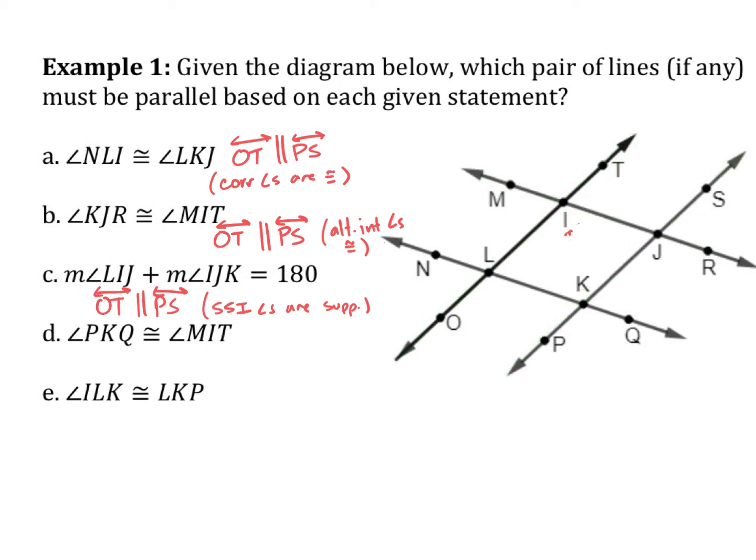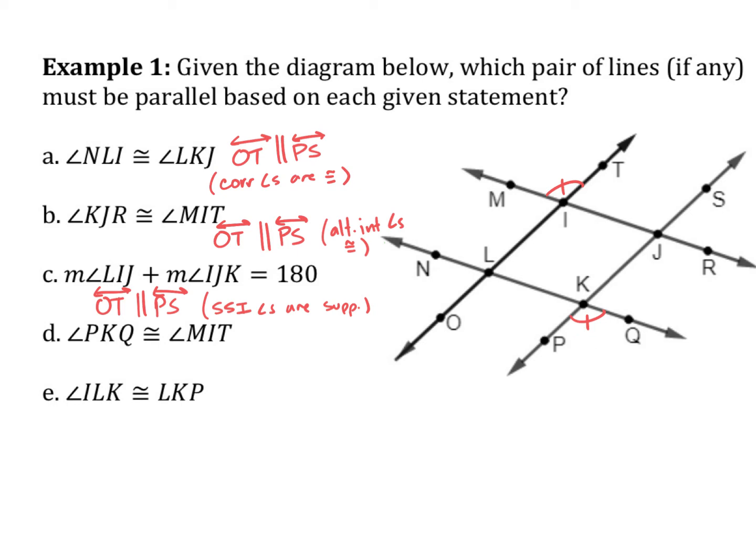So in the next one, we are looking at angle PKQ and angle MIT that are congruent. Now this is the one that usually tricks people, because they look at that and think, oh, those are alternate exterior angles. They look like they're alternate exterior angles.